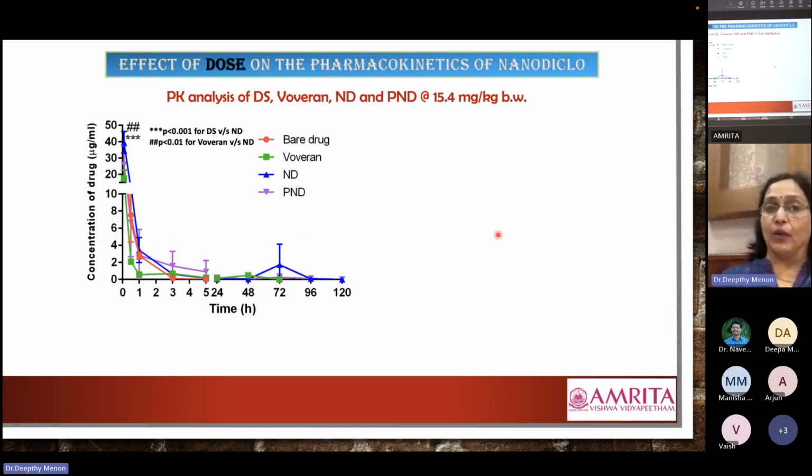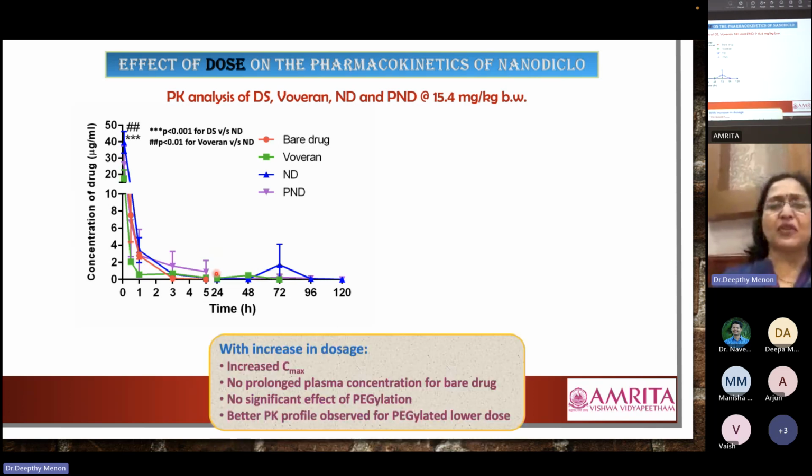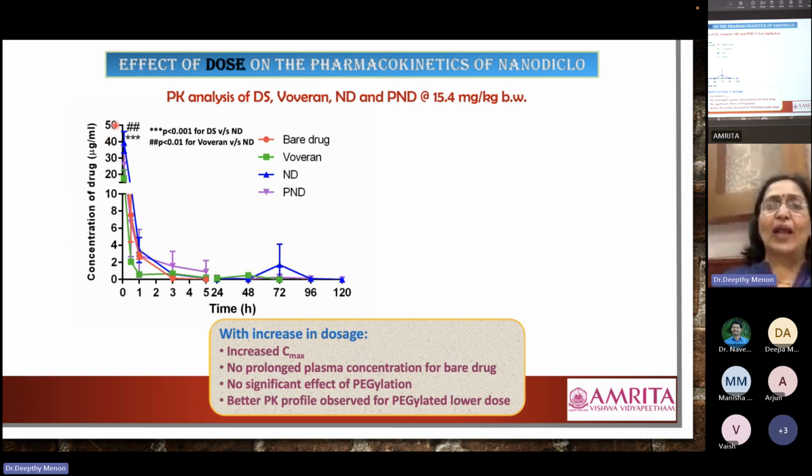Are we done? No. I checked a higher concentration. So the effect of dose was evaluated. Comparison was made. You can see green is the free drug, ND is blue, PND is this lavender color. Not much of a change. High concentration did not do much. Though the maximum concentration could be increased, we could not prolong the plasma concentration in the therapeutic window for too long.